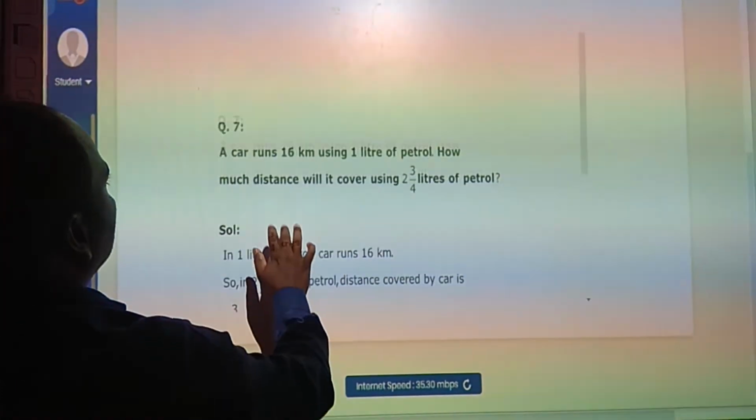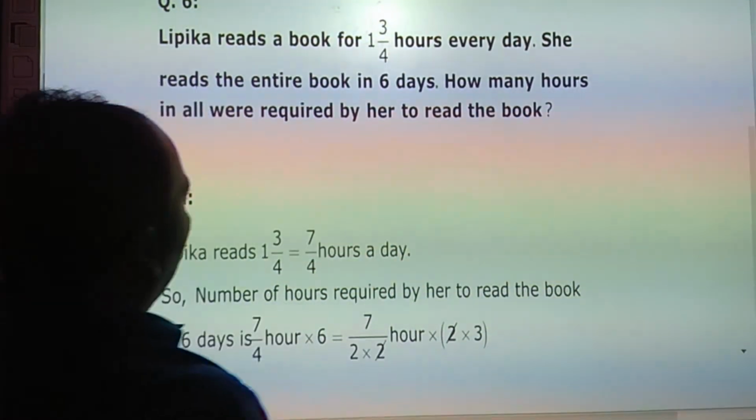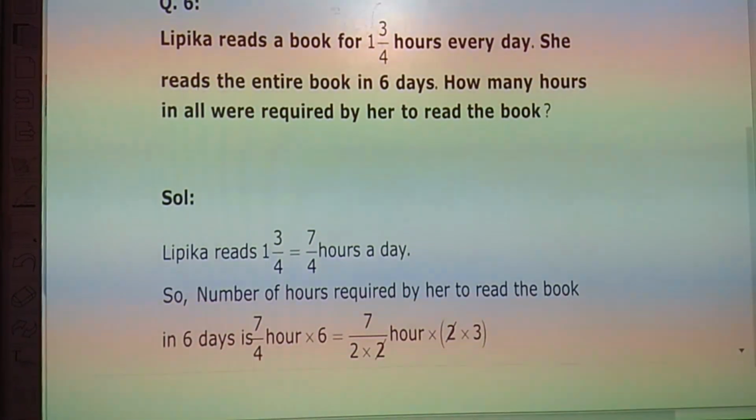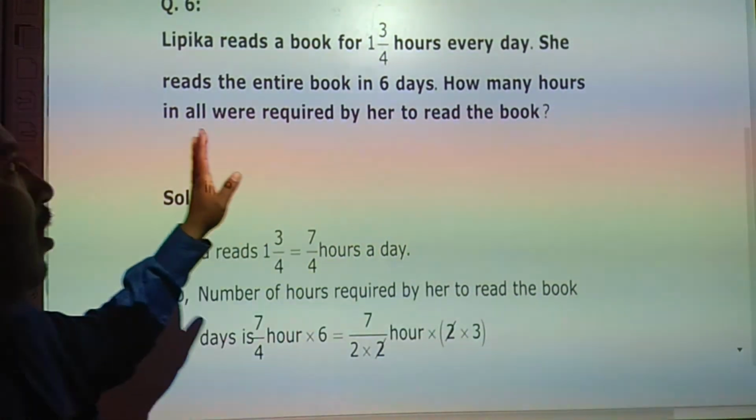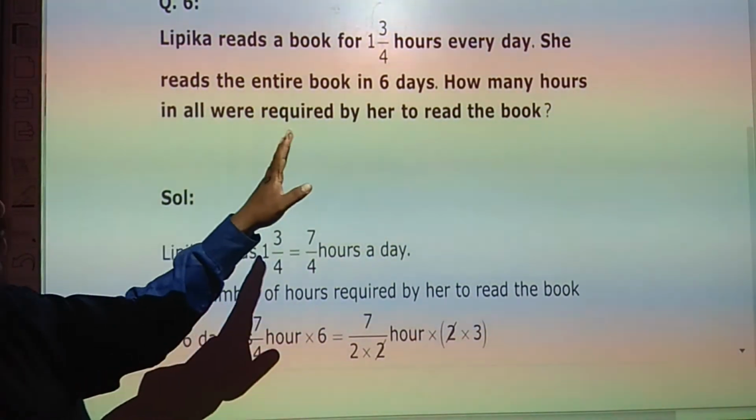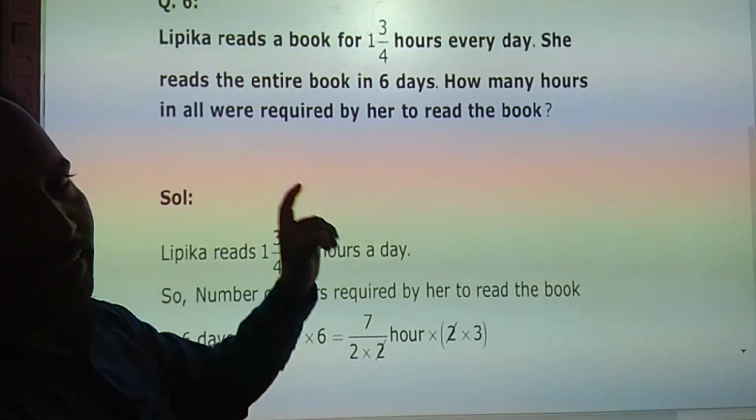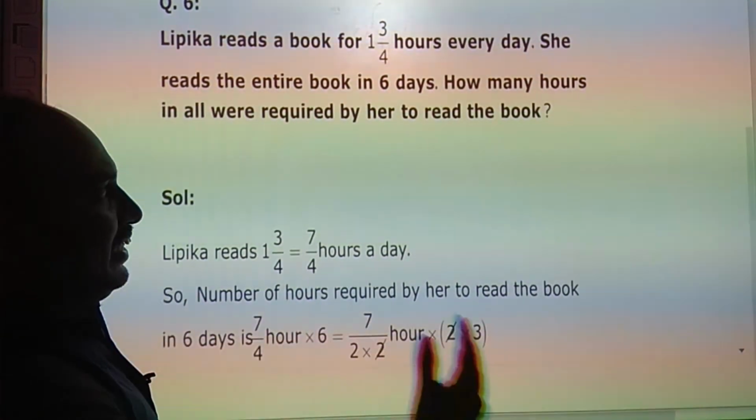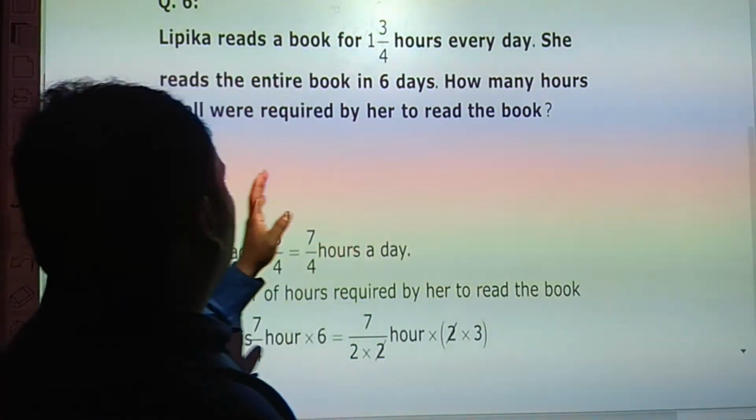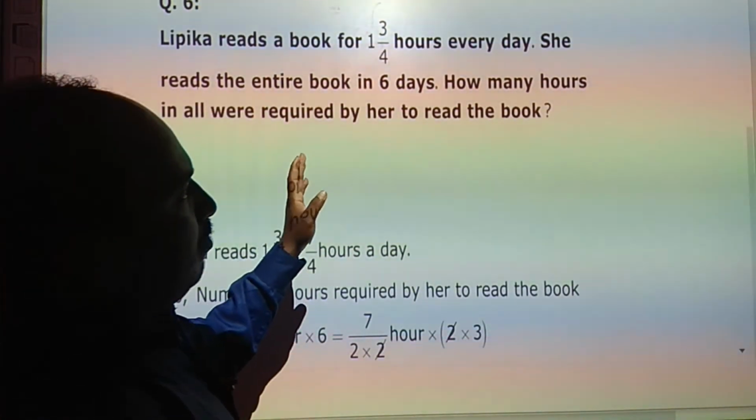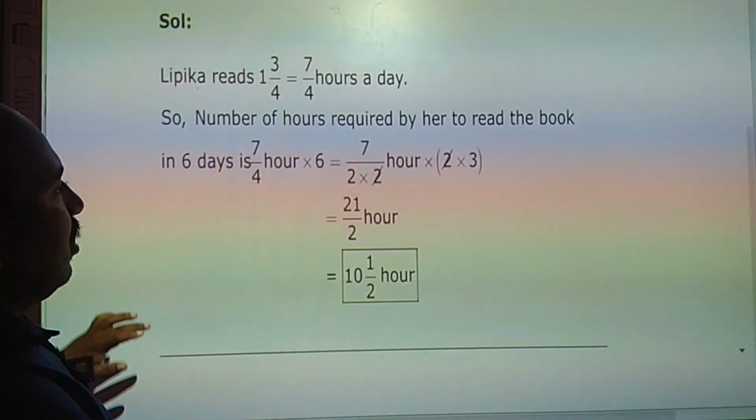Question number 6. Lipka reads a book for 1 3 by 4 hours every day. She reads the entire book in 6 days. Our question is, how many hours in all were required by her to read the book? So totally how many hours?